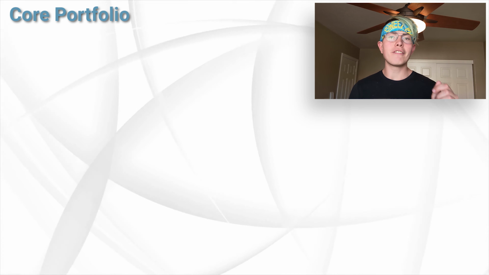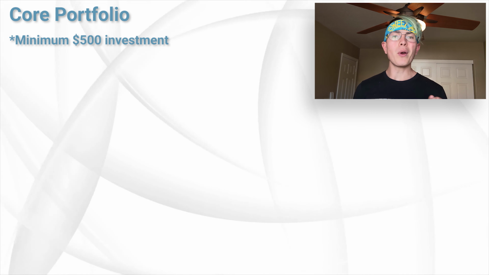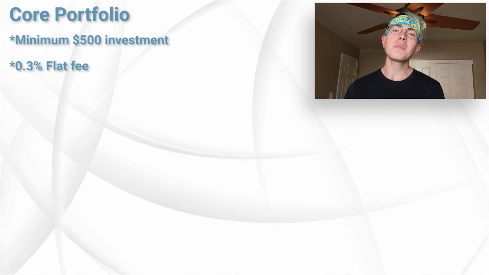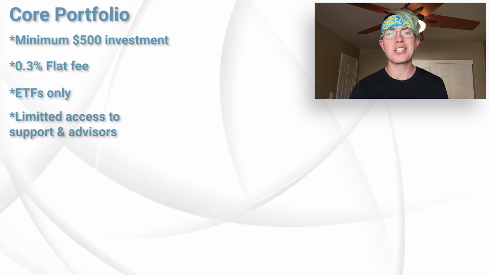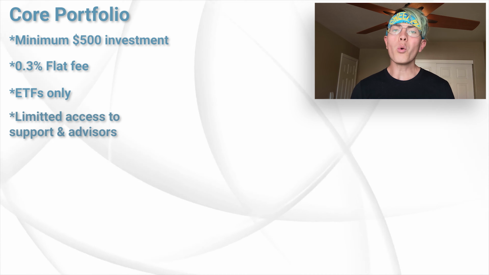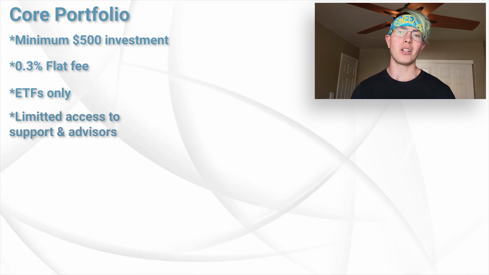Now, within this offering, there are actually 4 tiers of accounts. You've got core, blend, dedicated, and fixed income. So let's take a quick dive into those 4 and show you how they differ. With the core portfolio, you're looking at a $500 minimum investment and a 0.3% fee. With this plan, you're only going to have access to ETFs, and you'll have limited access to any kind of financial advisors or support when it comes to actual financial advice.